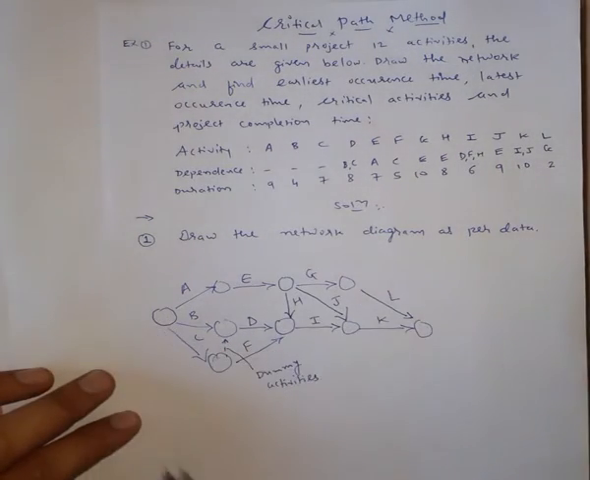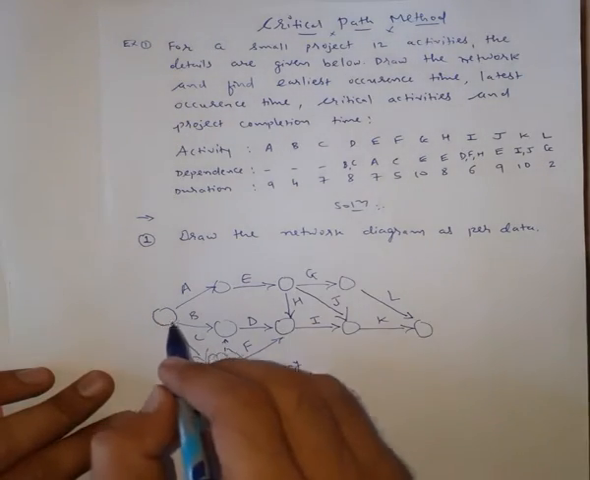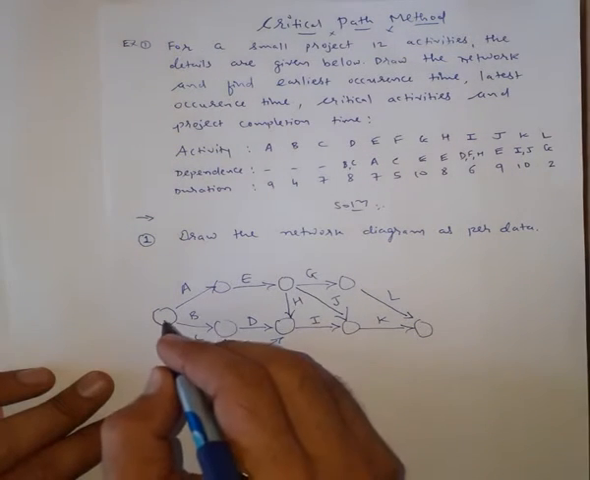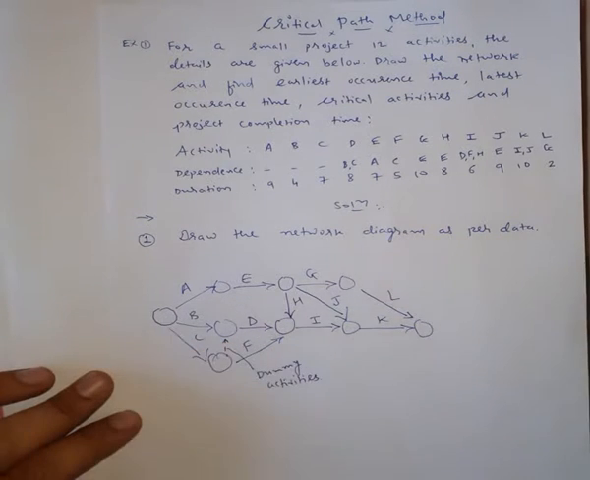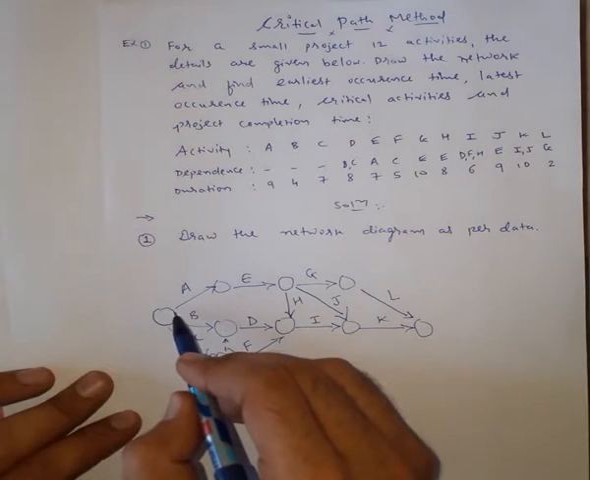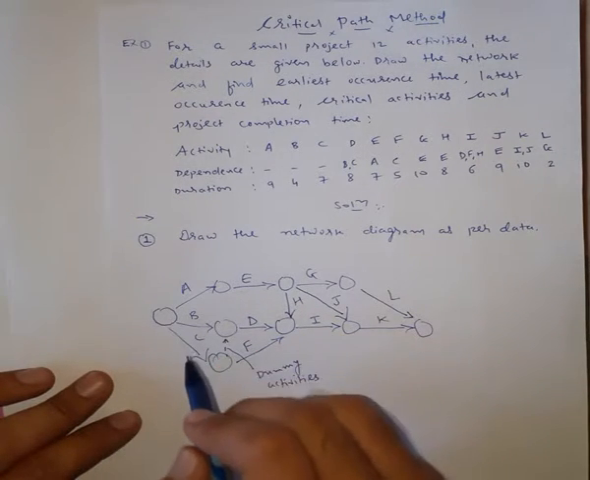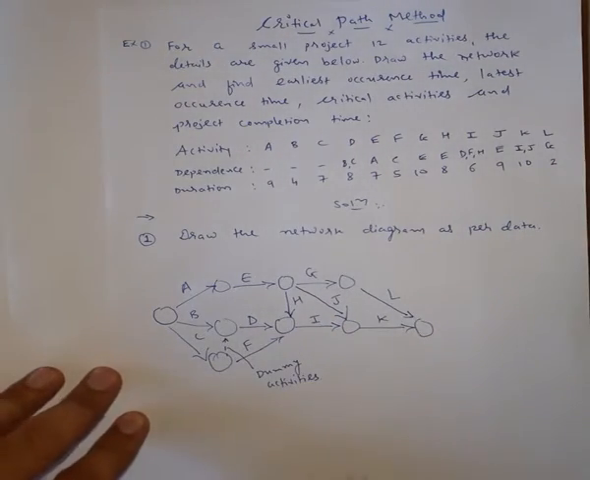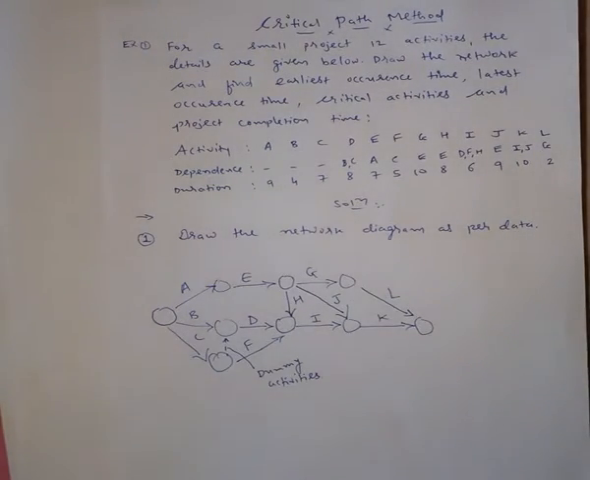So now numbering the network, numbering the nodes. One thing you should keep in mind is that the tail of any activity will have a lower number as compared to the head. This is called the tail of the activity, and this is called the head of the activity. So tail will always have lower number as compared to the head. So numbering randomly, the only thing that you need to keep in mind is tail should have lower number, head should have higher number.